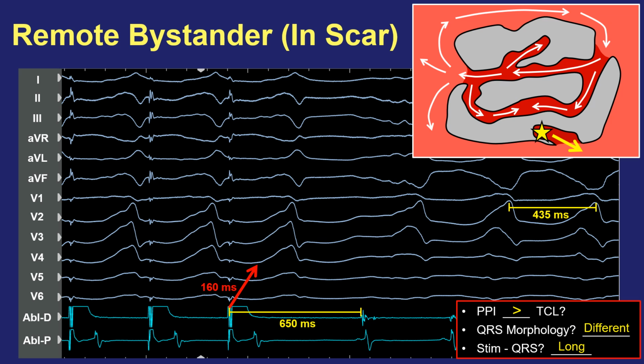I just found this example interesting because you might initially be excited when you pace and you say, oh wow, look at that long stim-QRS. All that tells you is that you're in scar somewhere, right? In this case here, it's just not related in any way anatomically to the VT circuit, so it's not going to work. So simply pacing somewhere and seeing a long stim-QRS doesn't tell you about your relationship to the VT. It just tells you you're somewhere in scar and there's a delay getting out to make the QRS from that site.